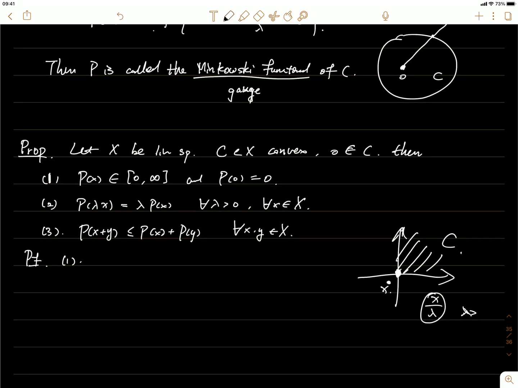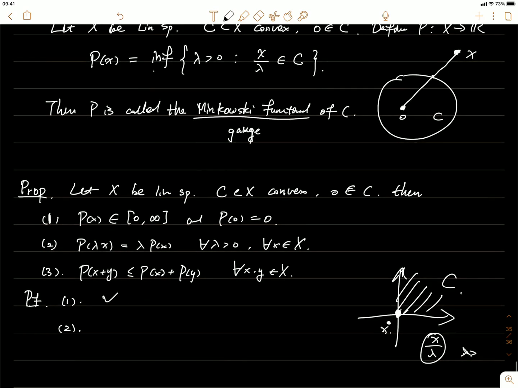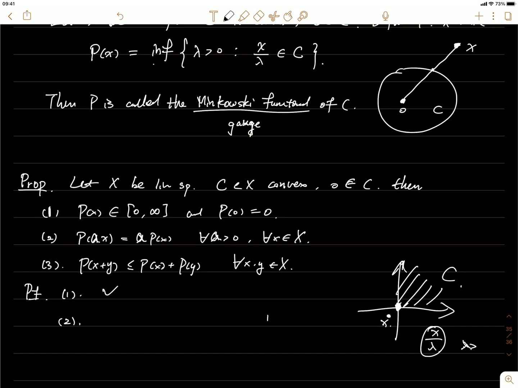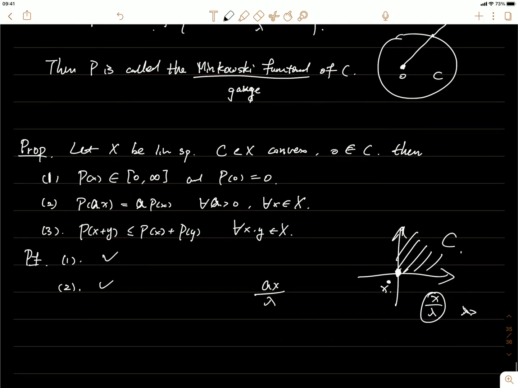So the first one is pretty easy to check. Second one, again, it's pretty easy to check. Don't be confused with this lambda. Maybe I used A here. Then you can easily show that's also true because you just need to scale. If you have ax inside of x, then we'll scale this down by lambda. You need to also multiply this by a. So that's pretty easy to show the second one.